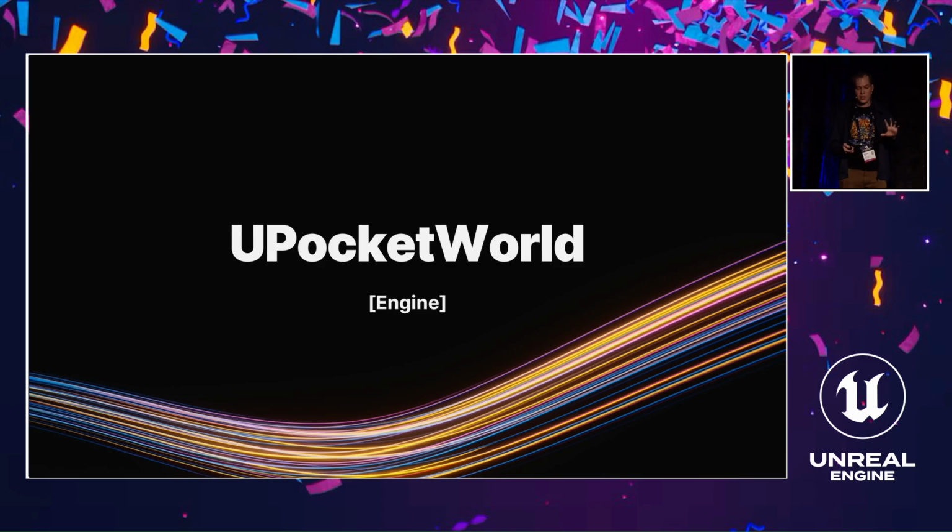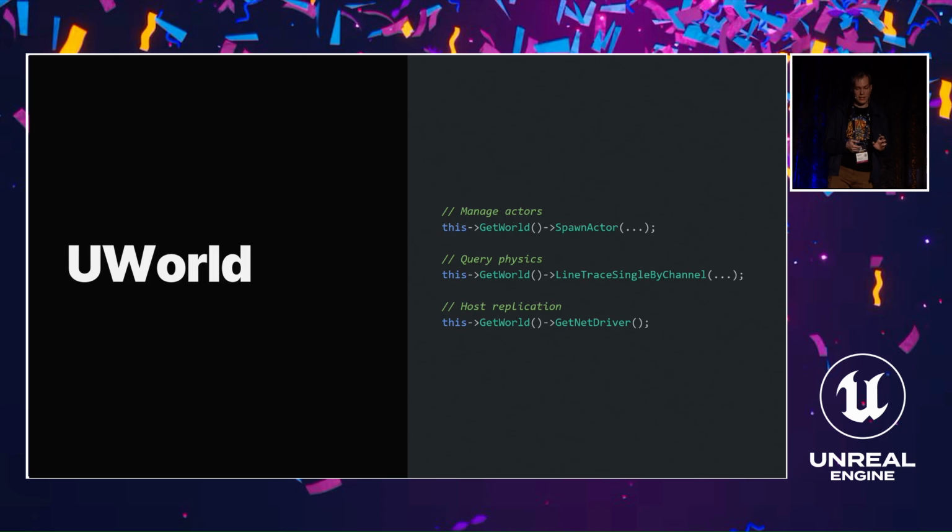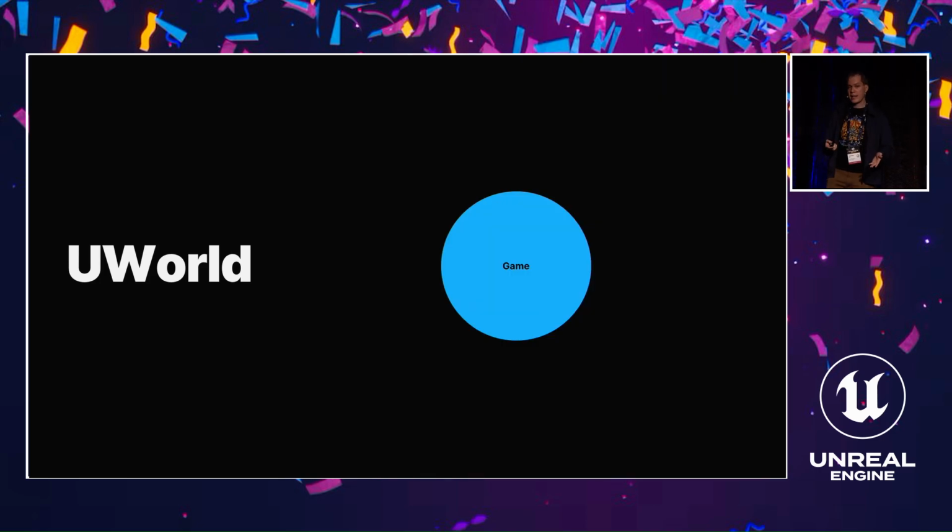Give me a moment to get to what Pocket Worlds are. First, I need to make sure that everyone's on the same page about what a UWorld is. UWorlds are the container for whatever game world we're in or the editor map that we're authoring. They basically run everything, so they run actor life cycles, spawning and destroying. They run the physics simulation, so tracing against the scene, and they run replication amongst basically everything else. They're super overburdened.